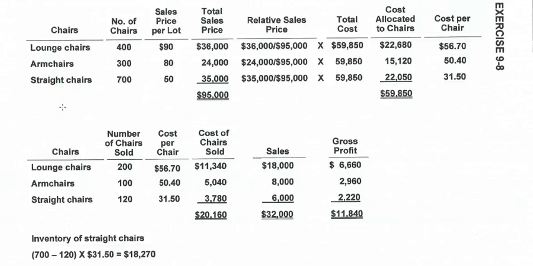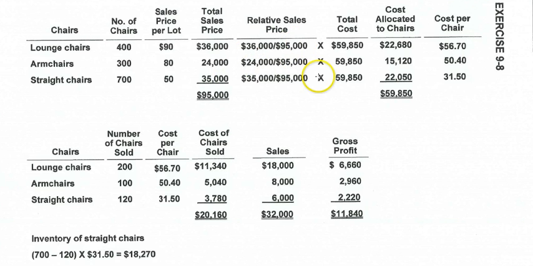How do we allocate the cost? Well, one way is really just use the sales price. So they estimate they can sell the lounge chairs for $90 each, armchairs for $80, straight chairs for $50. So we figure out what's the total sales price of each of these types of goods. We're just taking the volume times the sales price to get the total sales price for each of these. Now we have a base that we can allocate cost, because we can see lounge chairs is 36 out of the 95 total, armchairs are 24 out of 95 of the total, and straight chairs are 35 out of 95 of the total sales price. So we just use those fractions.